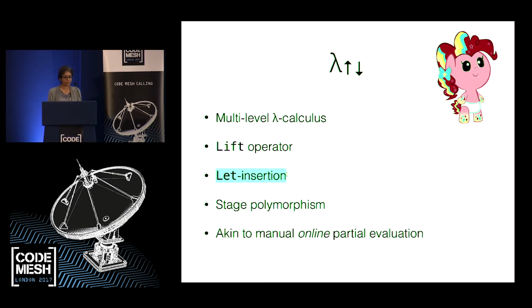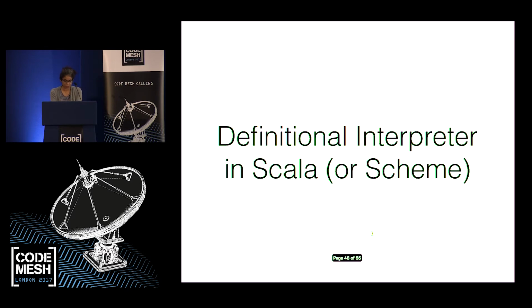And then we also have this automatic let insertion, which allows us to control the order of operations, make sure we're consistent when we're generating code and not moving side effects around, for example. And then realizing this idea of stage polymorphism. So this multi-level lambda calculus is really like online partial evaluation in the sense that we really dynamically decide the stages of the code.